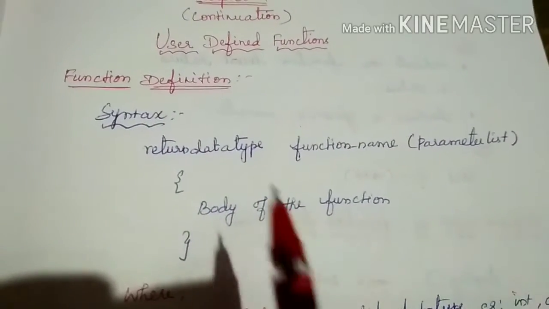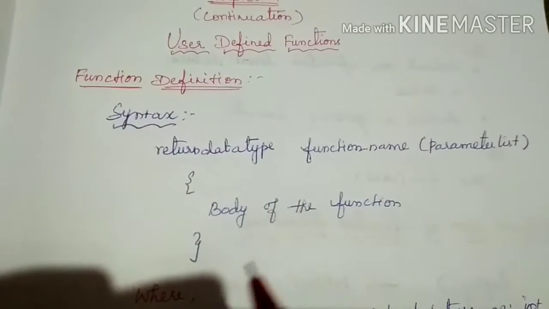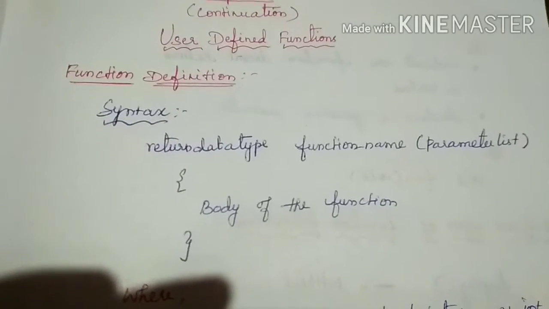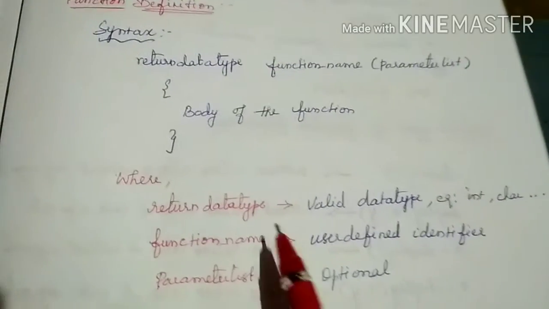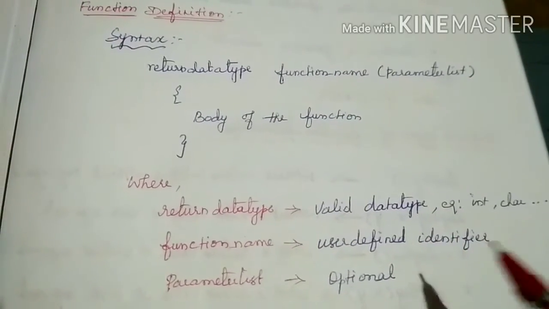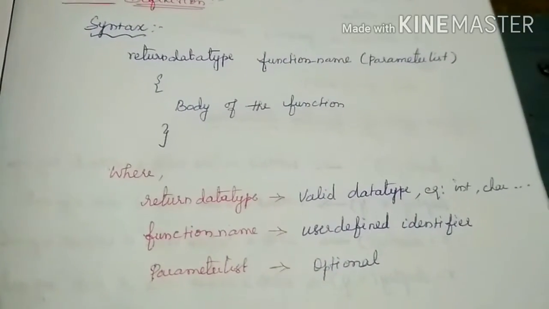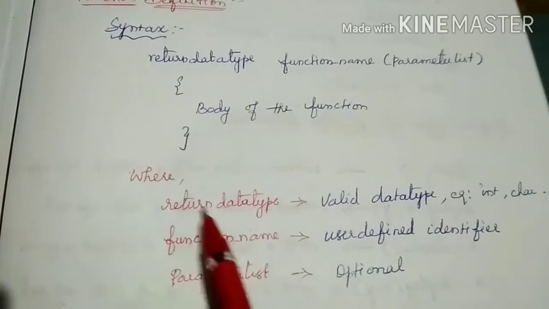Okay, here the return data type is a valid data type. Any valid data type such as integer, char, double, long, whatever may be, any C++ valid data types are given in this return data type.